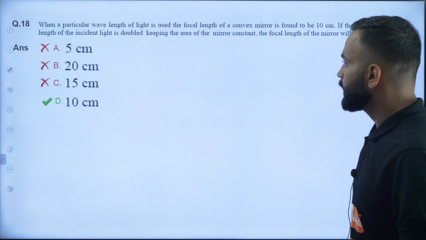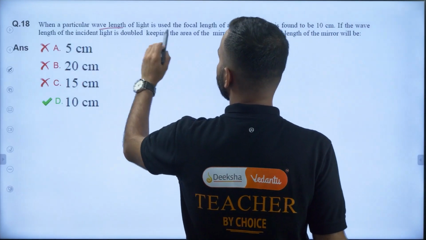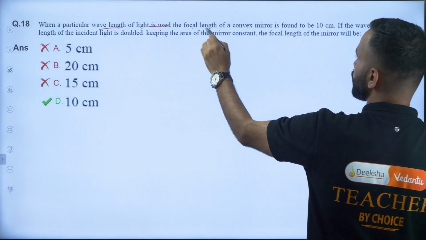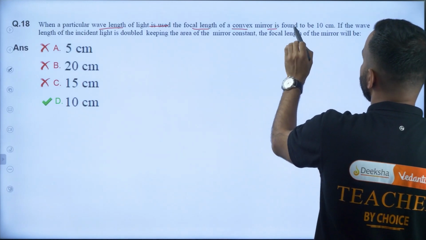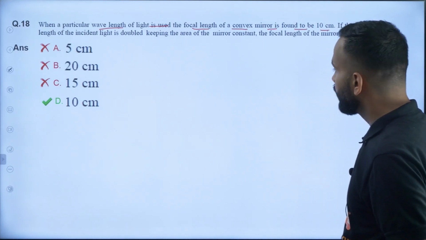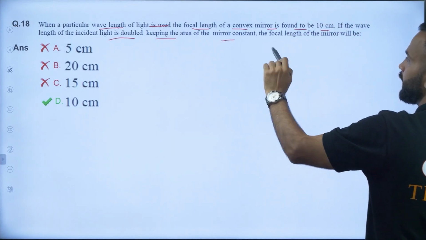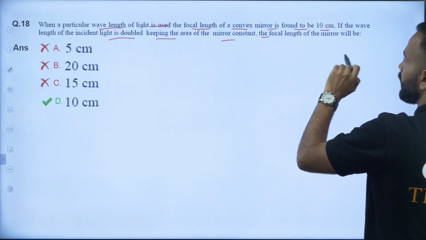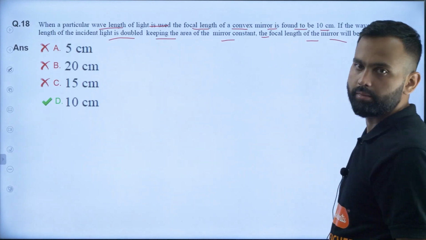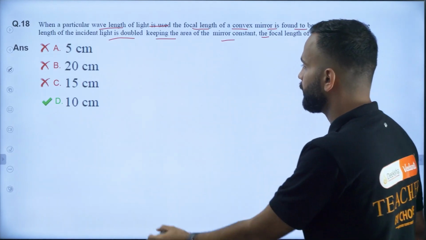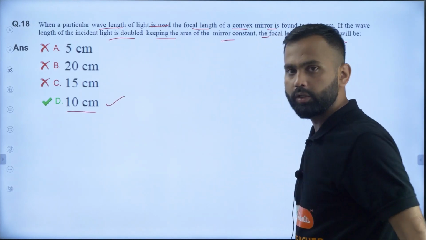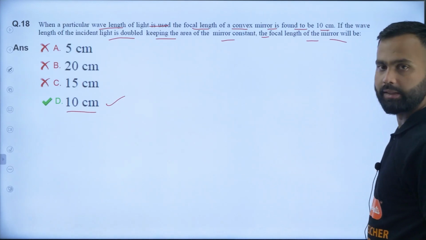Yeah. Question number 18. When a particular wavelength of light is used, the focal length of a convex mirror is found to be 10 centimeter. Okay, if the wavelength of the incident light is doubled, keeping the area of the mirror constant, the focal length of the mirror will be. Direct question, right? Focal length of the mirror will be same. Focal length of the mirror does not depend on the wavelength, right? So option D is the correct answer.